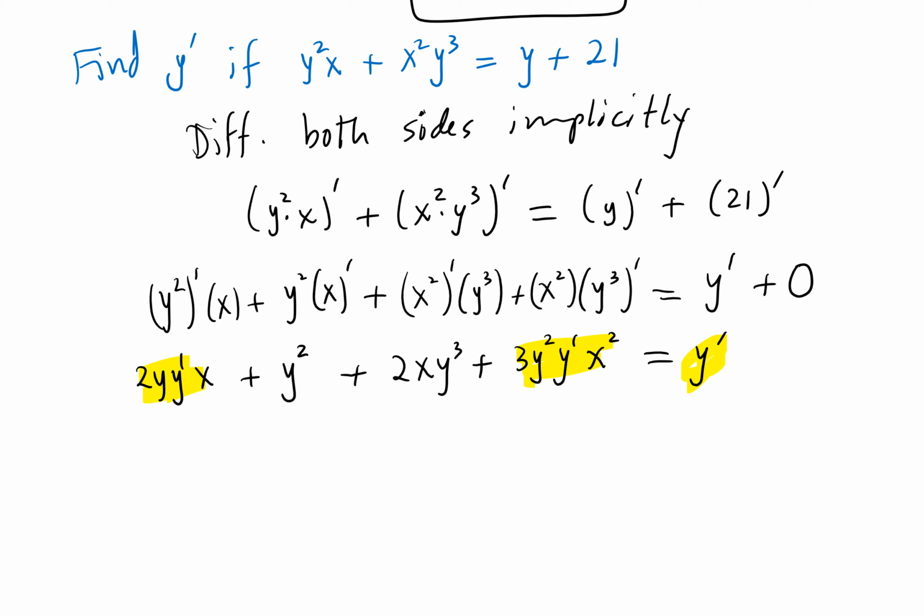Now these are the terms containing y prime. So what are we going to be doing? Keep the non-y prime terms on this side. Subtract 2y y prime x and subtract 3y squared y prime x squared.